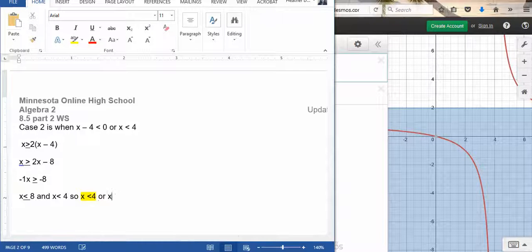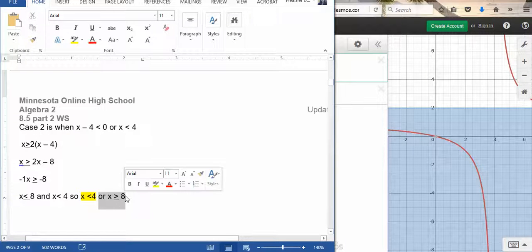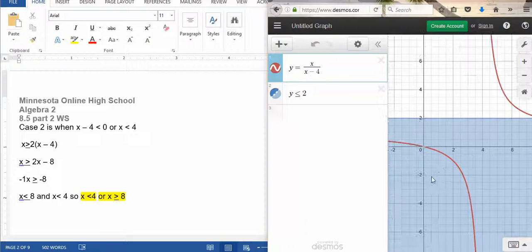And that was a greater than or equal to 8. So our overall solution is those two parts together, and that matches the graph. And if you're using Desmos, you could take a screenshot of the graph and then paste it on here to show graphically what the solution would be.